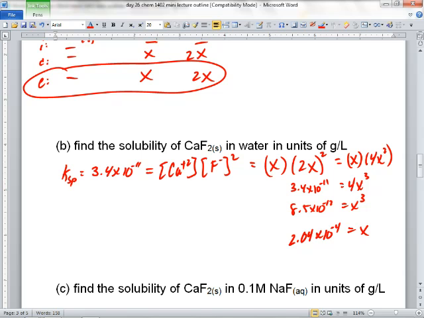Mallory, what units are we in, though? Yeah, you hear? You got to go from moles per liter to grams per liter. So we have 2.04 times 10 to the negative 4. We should maybe put a big M there so you can remember that, right? Big M is moles per liter. But moles of what? The solid, which is CaF2.